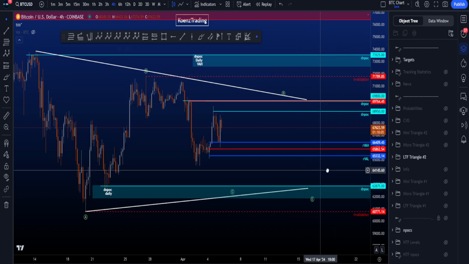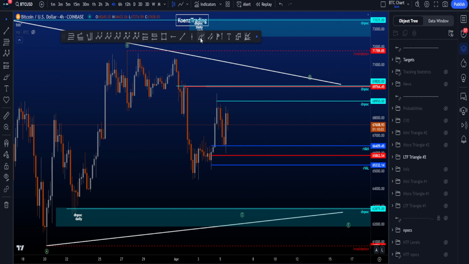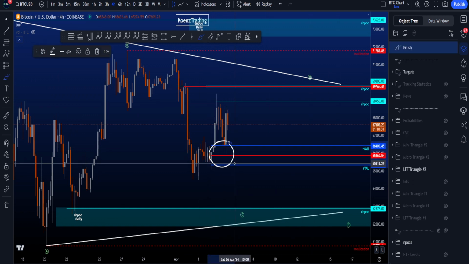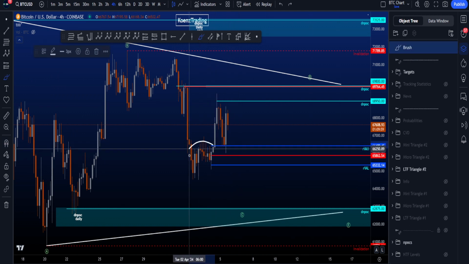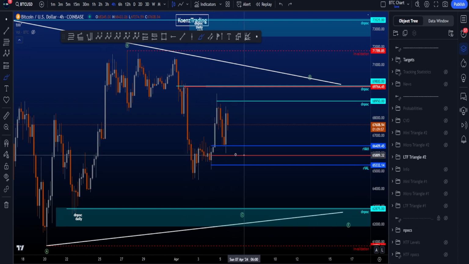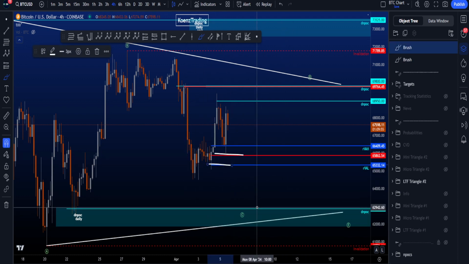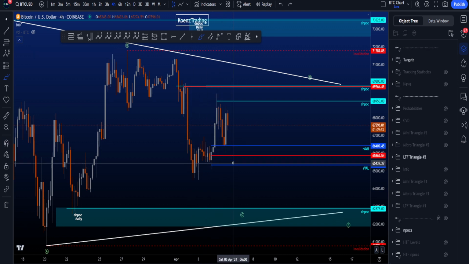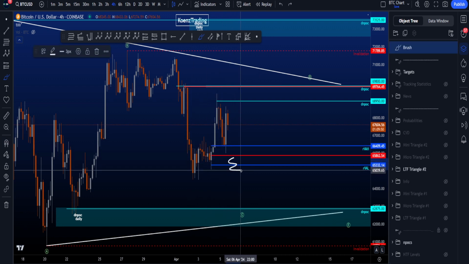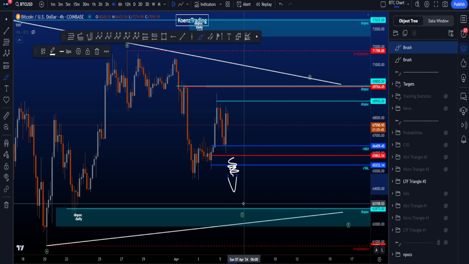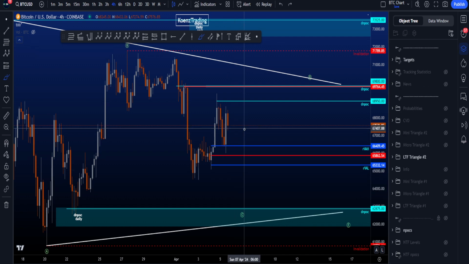If I open the naked point of controls, then you can see that currently price found some support on the range value area high of this small range over here. We still have the point of control and the value area low as well of this small little range, but it wouldn't be great to come back down here, as then probabilities are higher to move towards the downside.